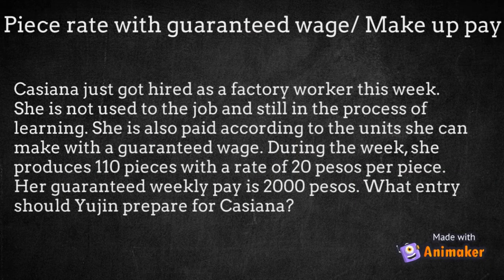Same with Paul, Kashana just got hired as a factory worker this week. She is not used to the job and still in the process of learning. She is also paid according to the units she can make with a guaranteed wage. During the week, she produces 110 pieces with a rate of 20 pesos per piece. Her guaranteed weekly pay is 2,000 pesos. What entry should Eugene prepare for Kashana?